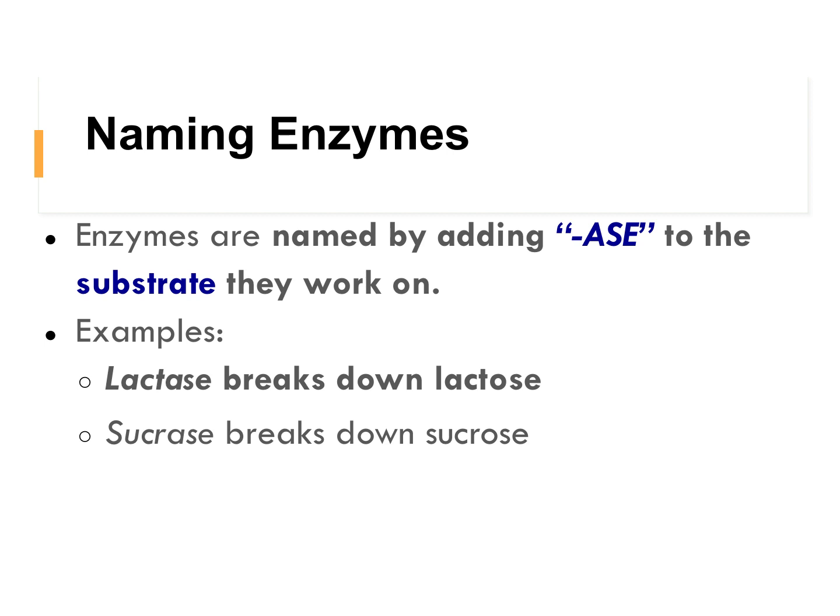All right, when we name enzymes, they end with the three letters ASE or ACE. And the name of the enzyme correlates to whatever substrate they work on. So for example, lactase is going to break down lactose. Sucrase is going to break down sucrose. So the name of the enzyme tells you what it's going to react with.